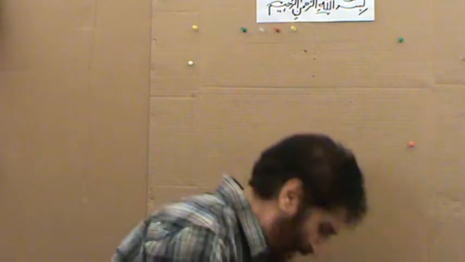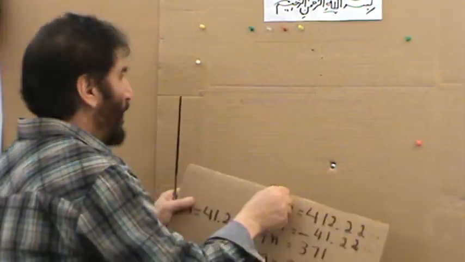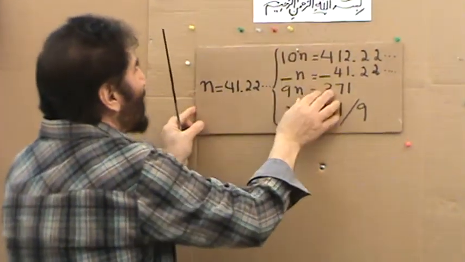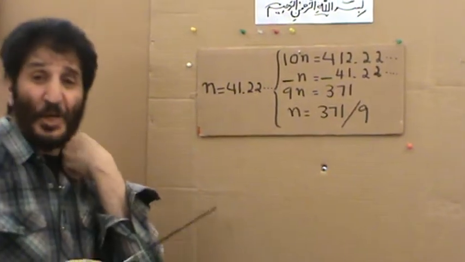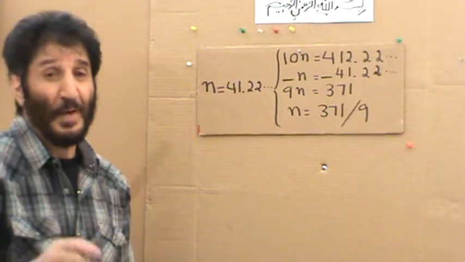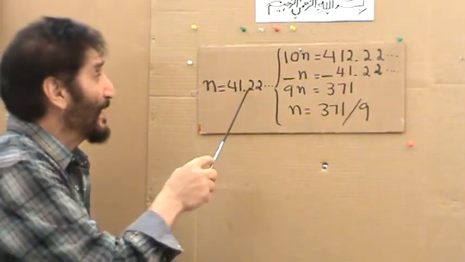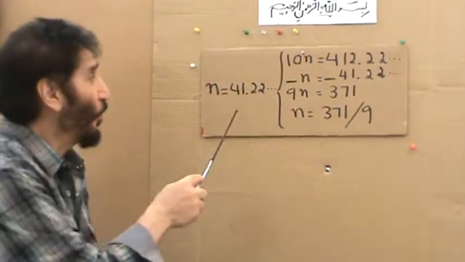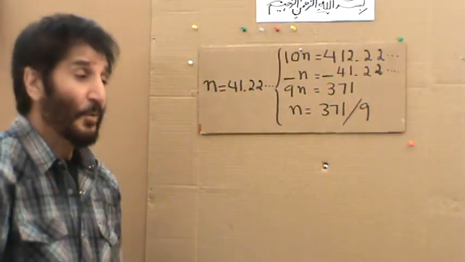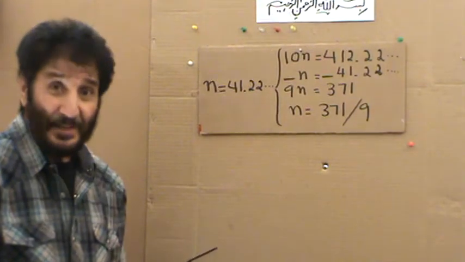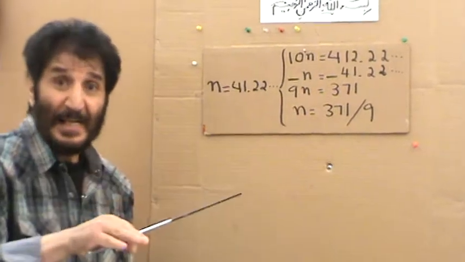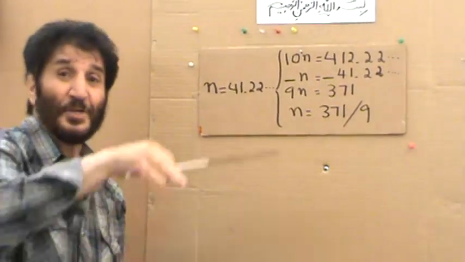Now, let me see another example, just for the sake of gaining more muscle. This one is not 0.3333. I just select a number like 41.22222 and so on. So let's see what the a over b form of this is. Don't forget that this 2 keeps repeating forever. So from the previous example, we learned the art of multiplying both sides by something so that the repeated digit or digits start to align with each other.